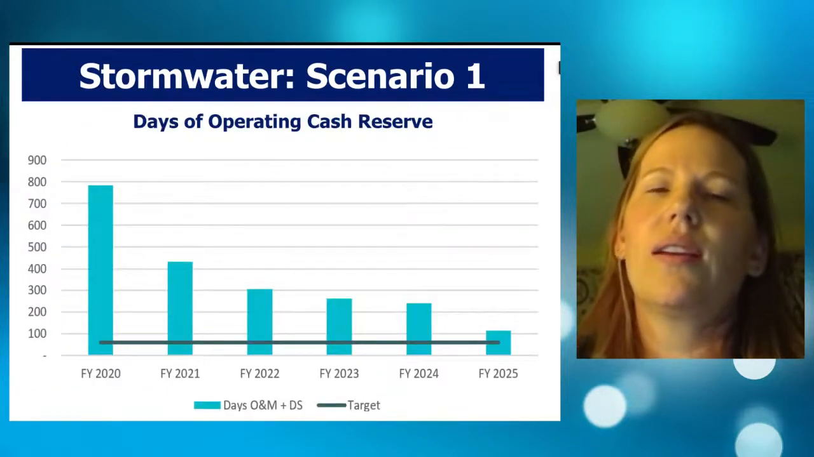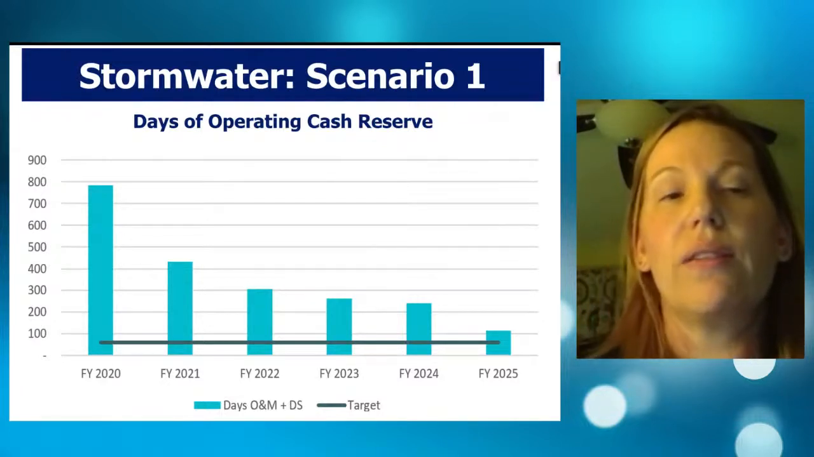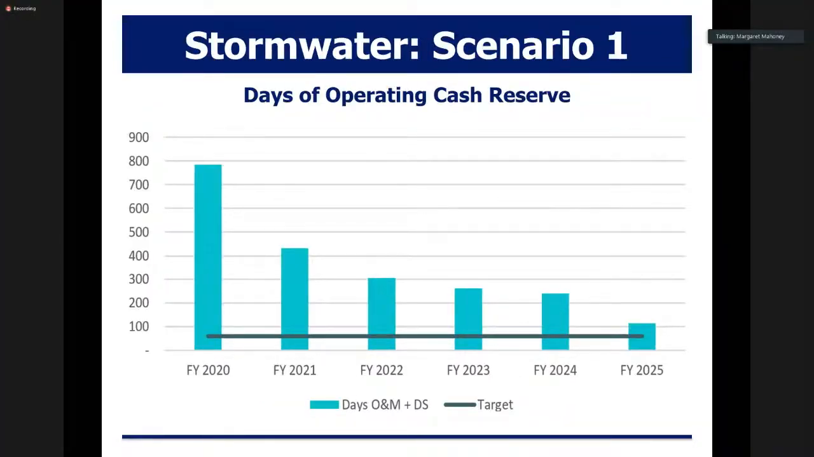Our method for evaluating each scenario was to look at the fund balance in terms of days of operating cash on hand. As you can see, in fiscal year 2020 in the stormwater utility, we have almost 800 days of operating cash. In fiscal year 2021, we've used about half of that. So what we're doing is spending down fund balance to get to the target of 60 days of operating cash reserve, which is that green line down there. Every scenario we look at for stormwater is doing the same thing. We're spending down to get to that target by 2025. In each year, the graph will look similar, but every year is going to be at or above that target. So rather than show you the same graph four times, we're just going to show it to you one time to explain our method.